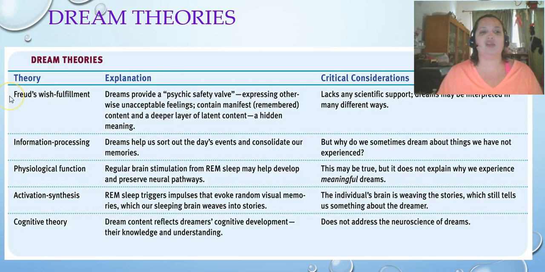The first one is Freud's wish fulfillment. Sometimes we have dreams that maybe we would never do in real life, but we do in the dream. Freud said that dreams are a way for us to have a psychic safety valve. We might have something hidden inside of us that we want to express, but we're afraid to for various reasons. It might be unacceptable. It might be scary to us. So he says that with dreams, we have the manifest content, the part that we actually see in our dream, but we also have the latent content, which is the hidden meaning.